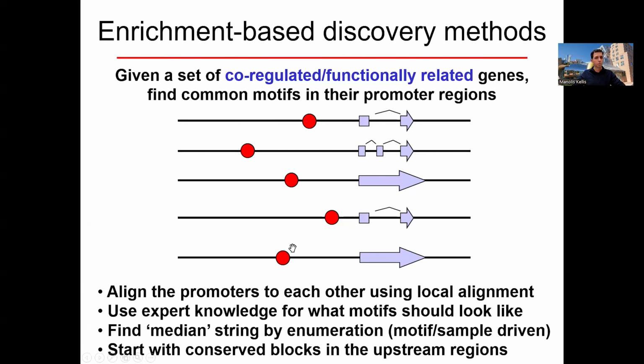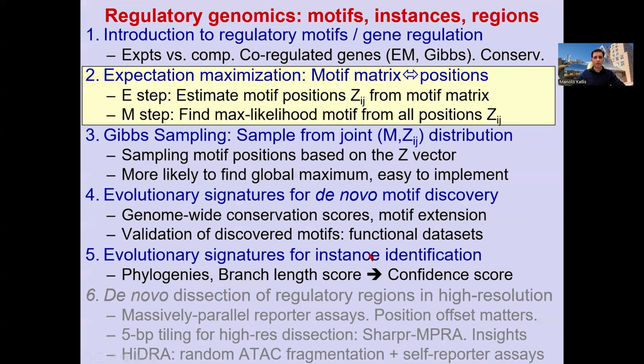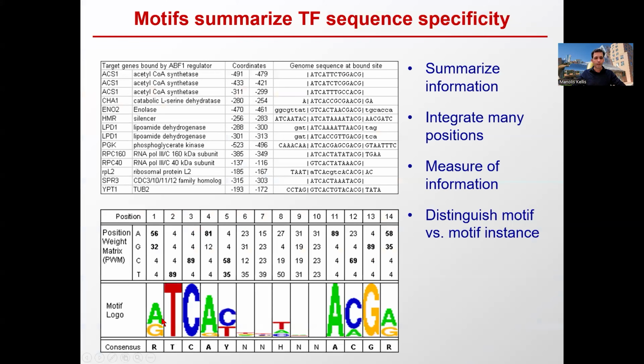And you could also say, well, I'm going to use evolutionary conservation first, and I'm only going to do that search within the conserved regions. And of course, none of this is perfect because some of these motifs might be slightly different because of degeneracies in the regulatory code. This position can be bound by either an A or a G.